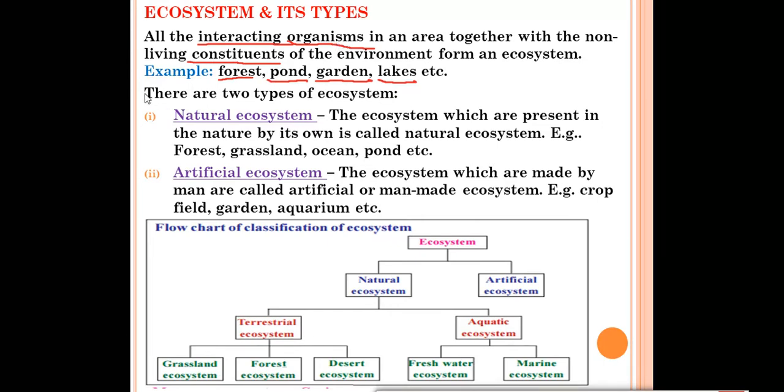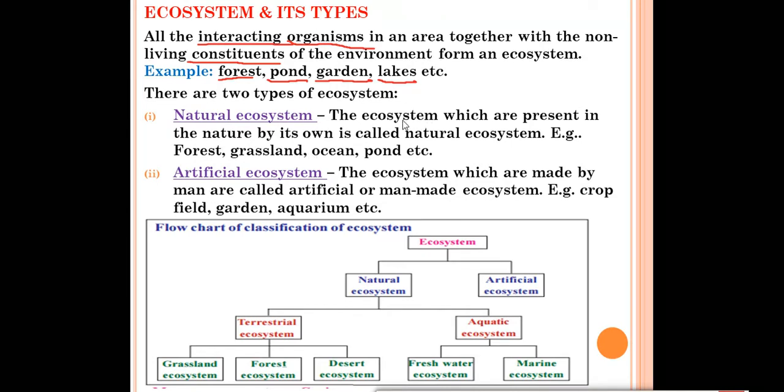Now we have two types of ecosystem, natural ecosystem and artificial ecosystem. As the name indicates, natural ecosystem means it will be present in the nature by its own, and artificial means man-made. The ecosystems which are made by man are called artificial ecosystem. Now we'll have a look at the definition of natural and artificial ecosystem. So what is natural ecosystem?